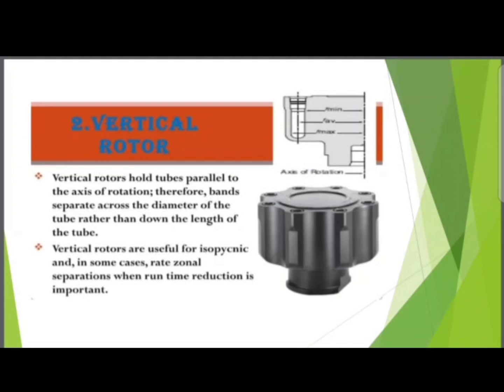Next, there is the vertical rotor. Vertical rotors hold tubes parallel to the axis of rotation, therefore the bands separate across the diameter of the tube rather than down the length of the tube.